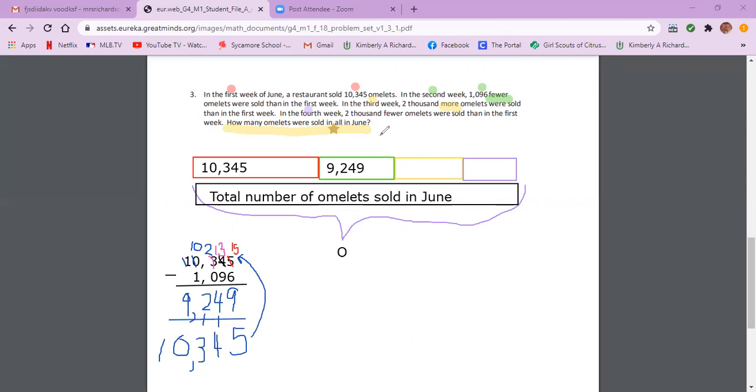We can look at the third week and see that the question says, in the third week, 2,000 more omelets were sold than in the first week. Ooh, more than. So now the business is picking up, right? They're selling more omelets. In fact, 2,000 more. So what are we going to do to figure out how many omelets were sold in this third week? Because they sold 2,000 more omelets than the first week.